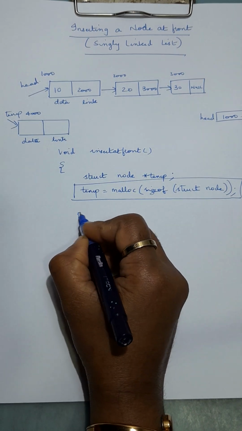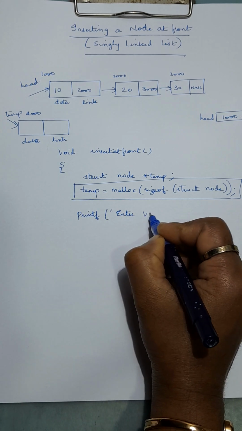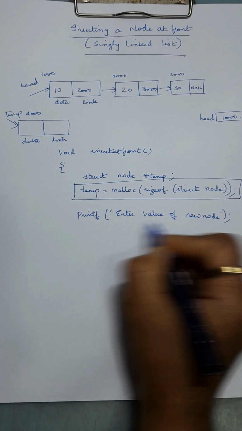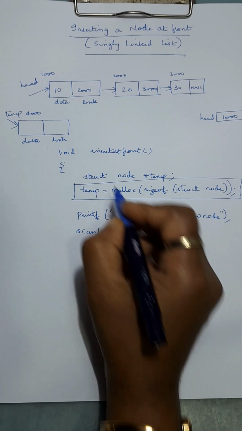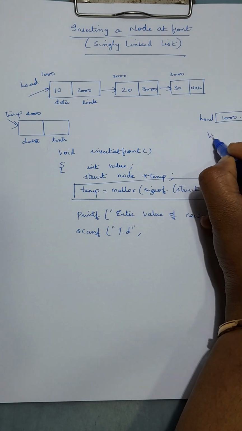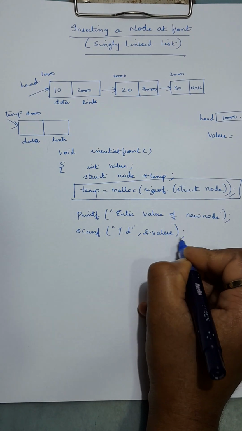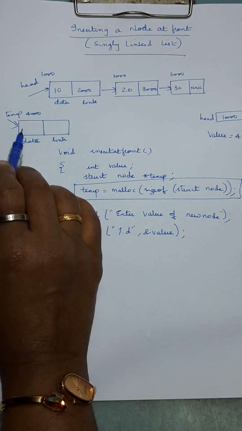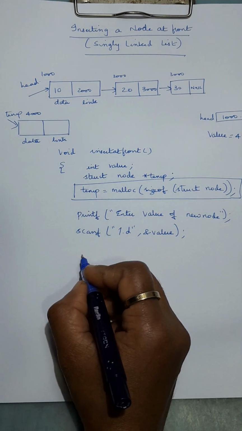Now we have to add data into the newly created node. So how do we add? Print function: enter value of new node, scanf %d. We need to store it, right? So I write int value. I'm using another variable called value, which initially has nothing. Then address of value. After these two statements, when the value entered is 40, 40 should be stored inside the newly created node. How do we do that? Using the arrow operator.